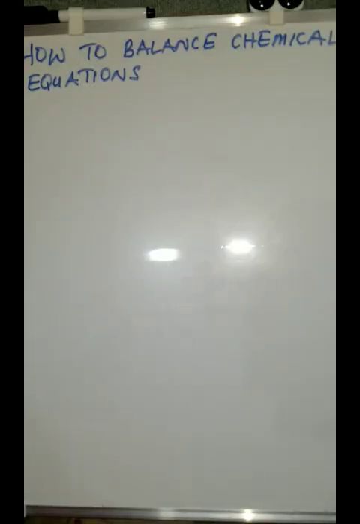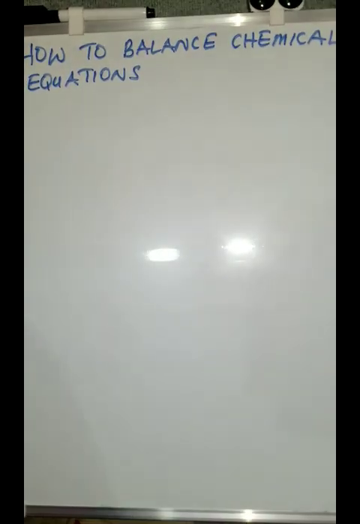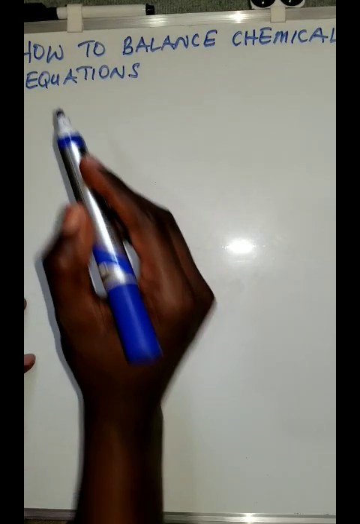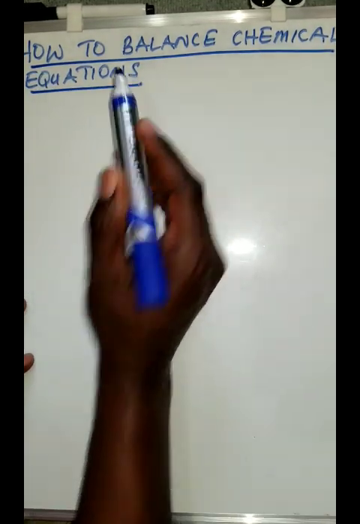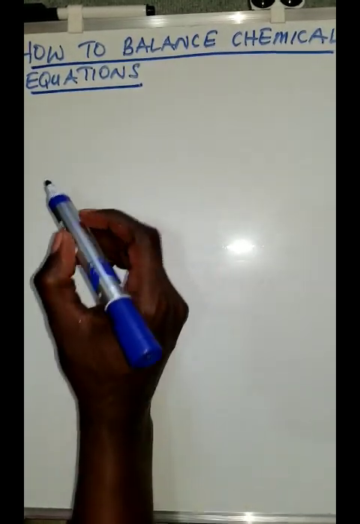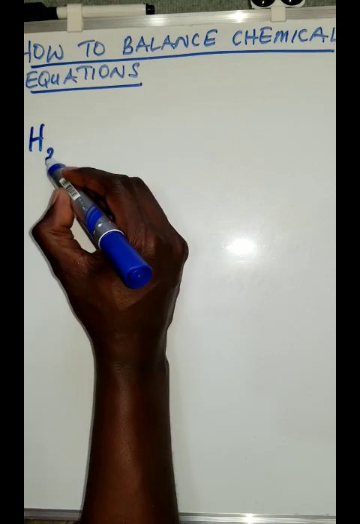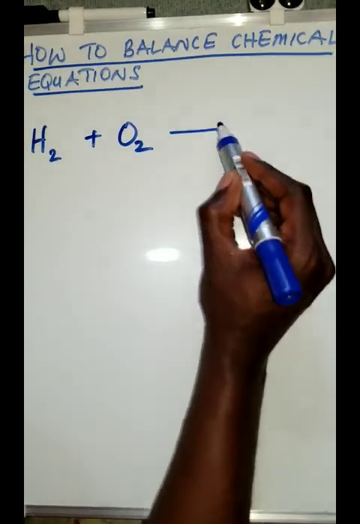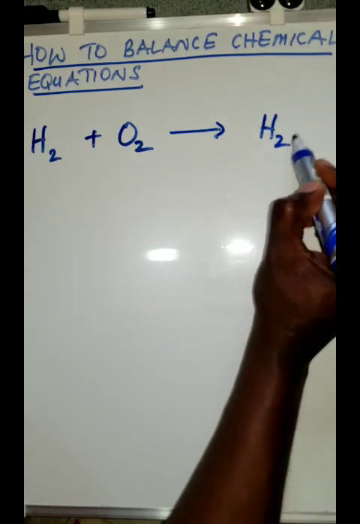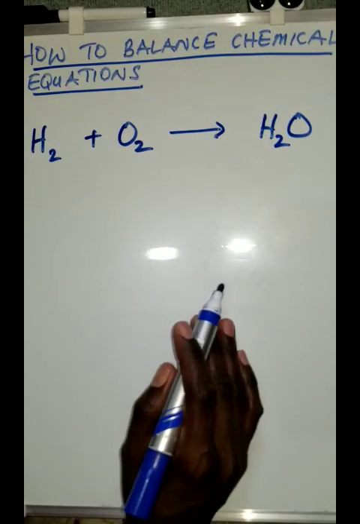So in this video, I want to look at how to balance chemical equations. So how do you balance chemical equations? This is what we are going to focus on. Let's start by looking at an equation that says hydrogen reacting with oxygen to produce H2O. You can pause the video and try to balance it.